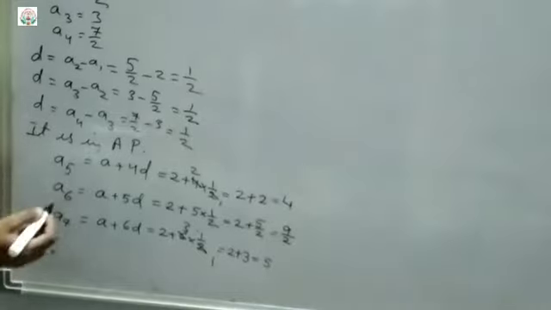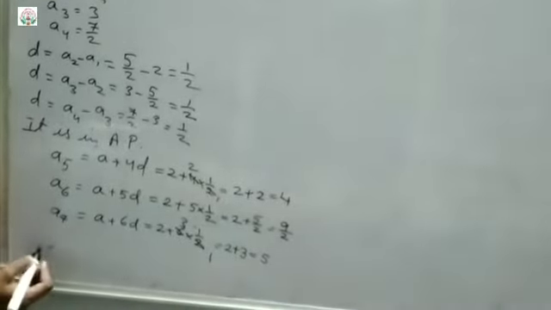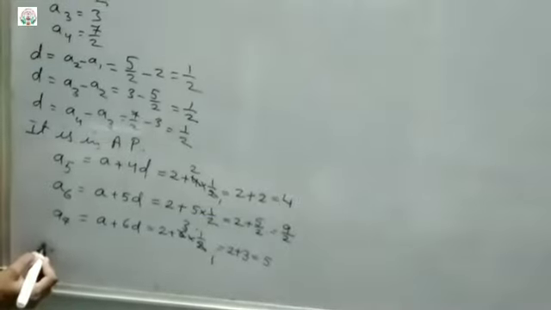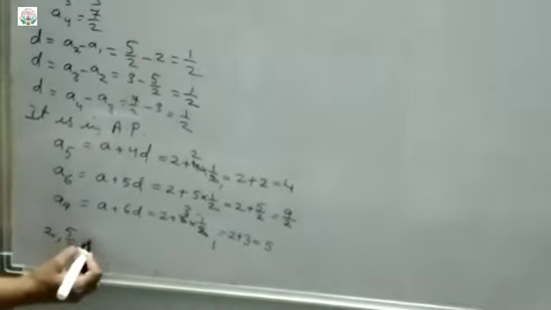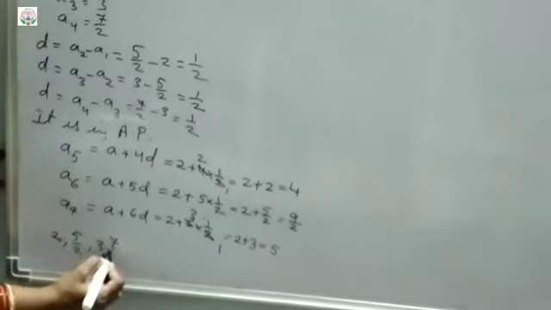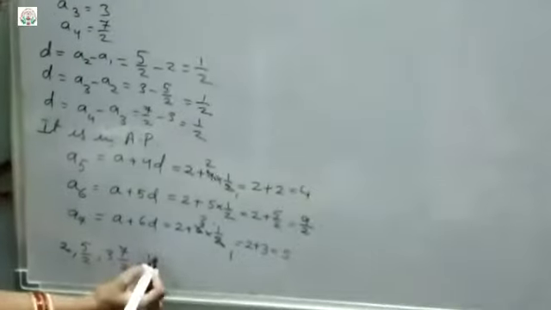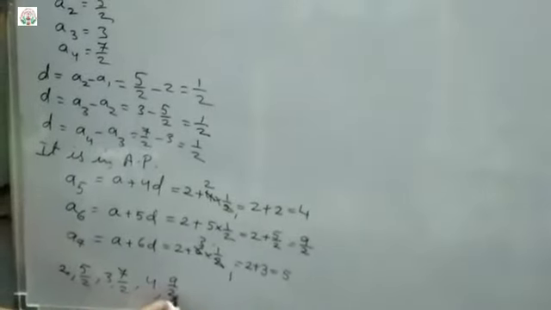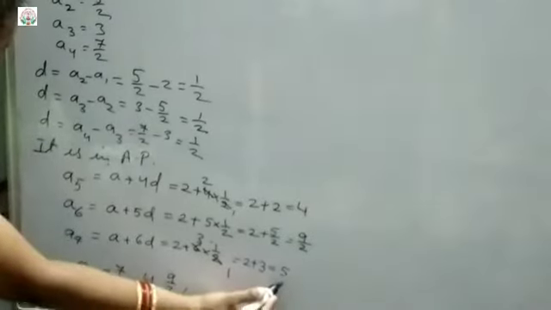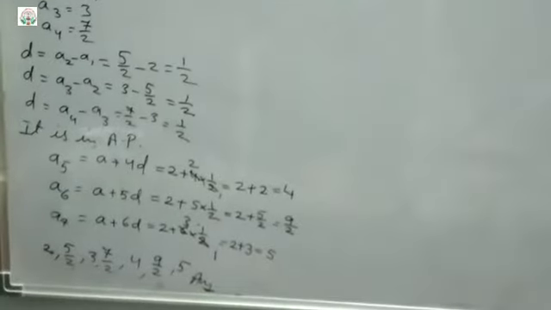Okay. So the 3 more terms are found, and the series will be: 2, 5 upon 2, 3, 7 upon 2, now the fifth term is 4, the sixth term is 9 upon 2, and the seventh term is 5. So this will be the answer. Okay?